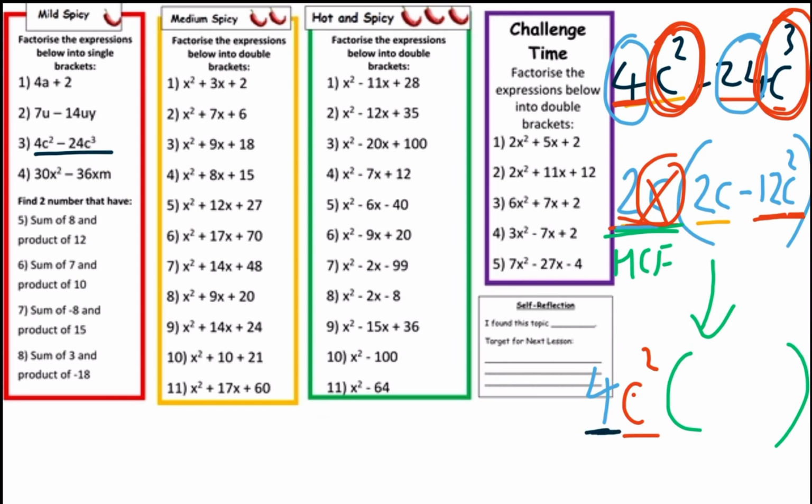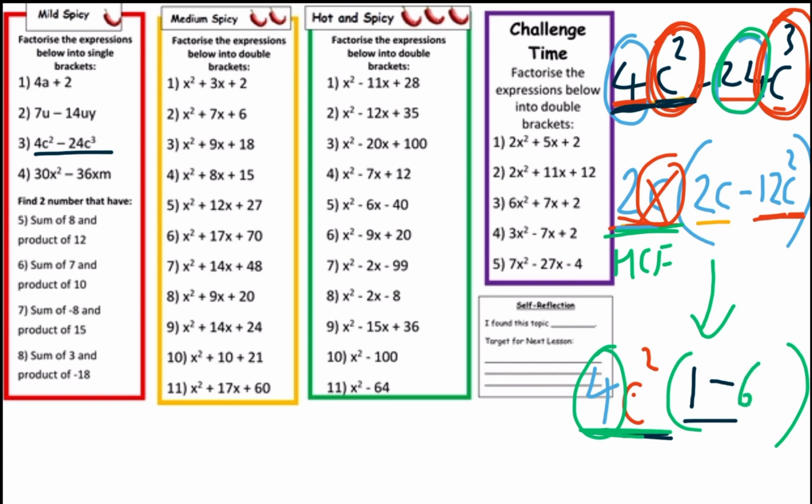So you've got a 4 here, you've got a 4 here, which means you don't need a number. You've got a c squared, you've got a c squared, which means you don't need anything. So we fill it with a 1, because 4c squared times 1 is 4c squared. Now we move to the next one. Let's do the 4. You've got a 4, you want to make 24, so you need a 6 there.